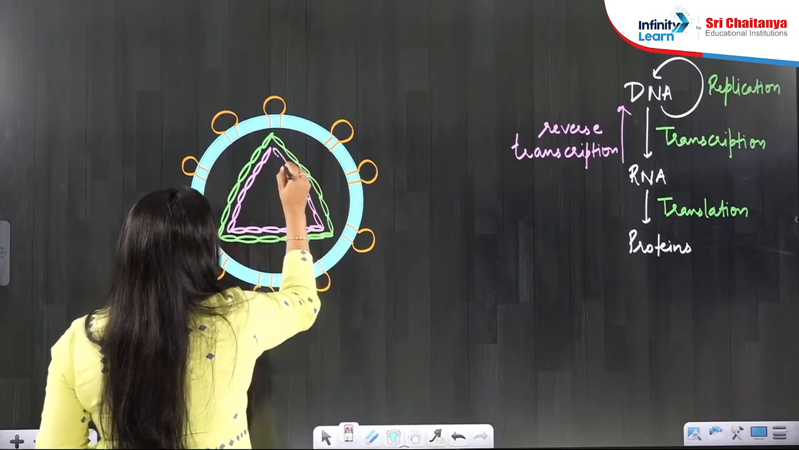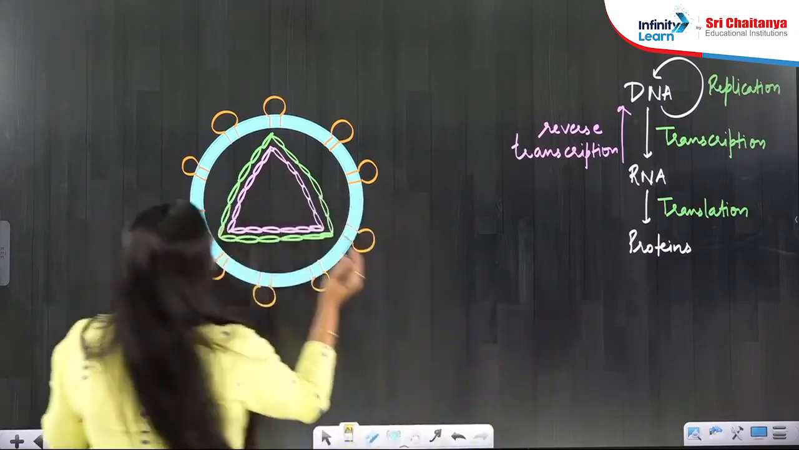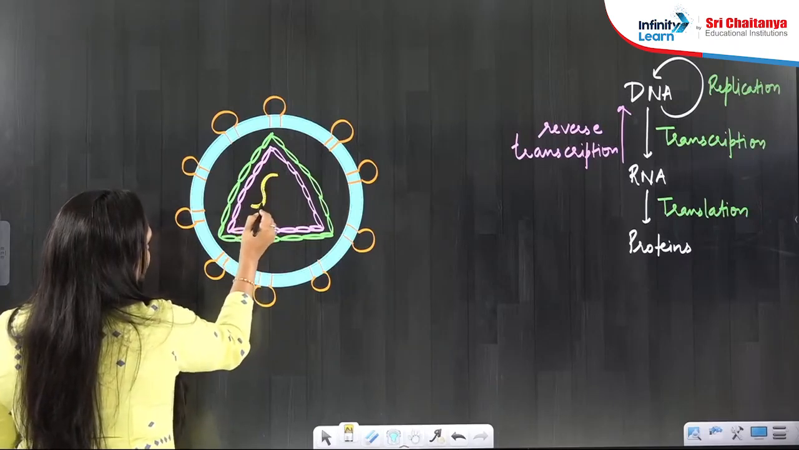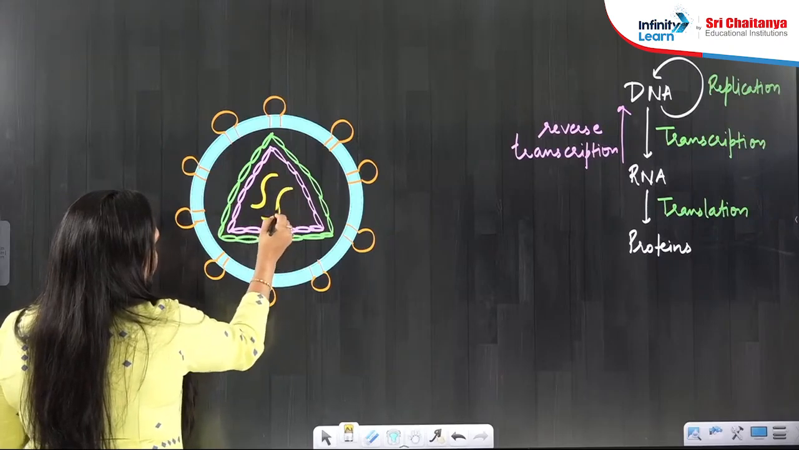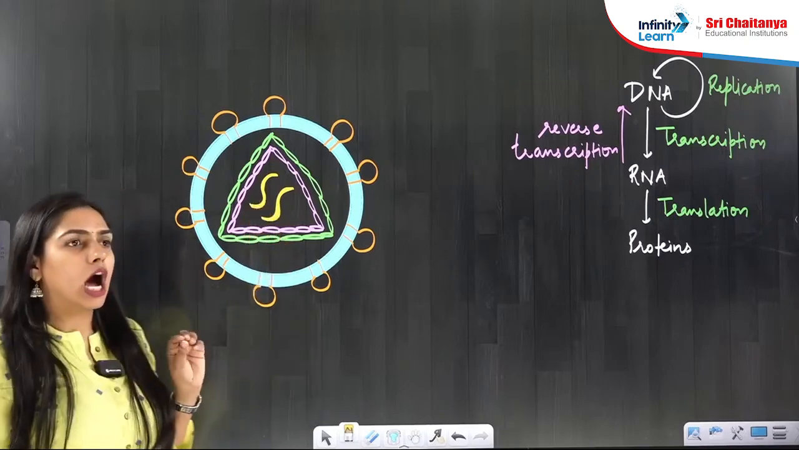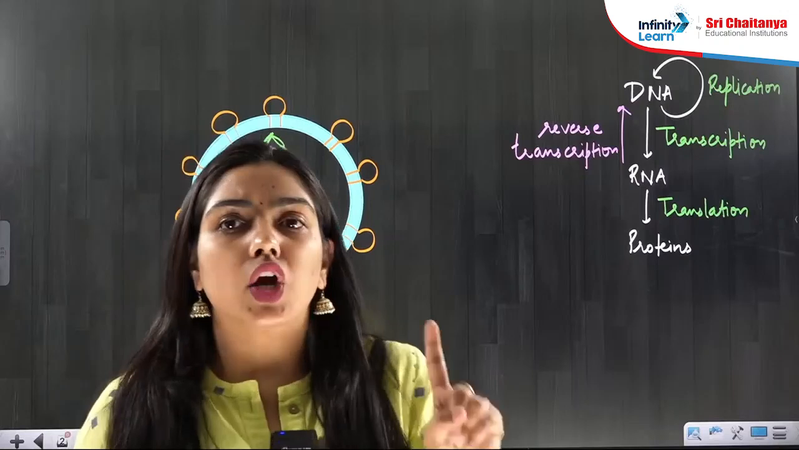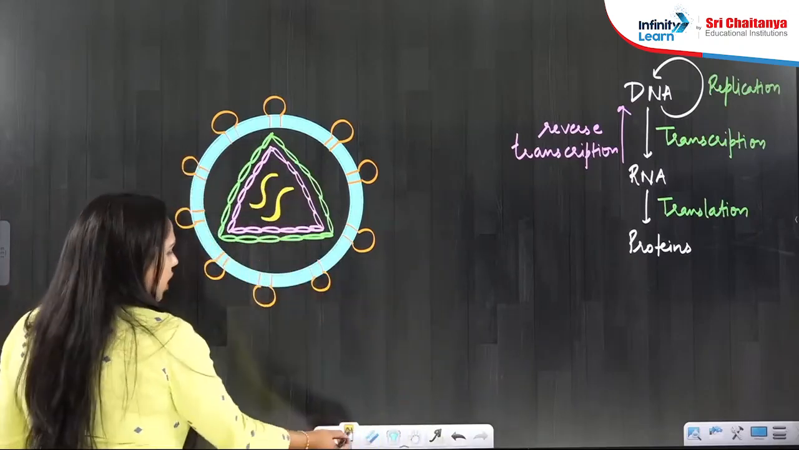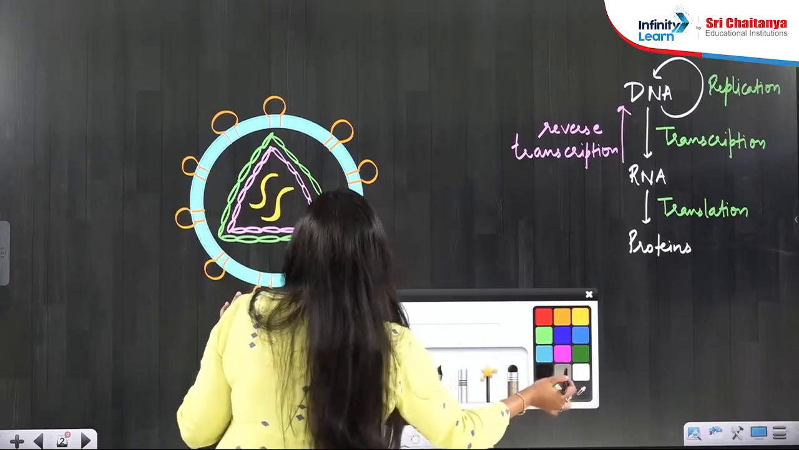Then inside you will see two copies of single stranded RNA. This is one single stranded RNA and this is another single stranded RNA. How many copies of the RNA? Two copies. Is this a single stranded RNA or double stranded RNA? Single stranded RNA, right? Then along with this single stranded RNA, there is a reverse transcriptase.